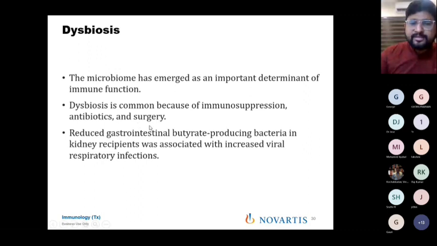The reduced gastrointestinal butyrate-producing bacteria in kidney recipients are associated with increased viral respiratory infections. In certain studies, they have added probiotics to patients who are infected, like lower respiratory tract infections as well as PCP pneumonias, for a better response in these patients. Still, a lot of studies are required in the transplant setup, but dysbiosis plays an important role in preventing infection.